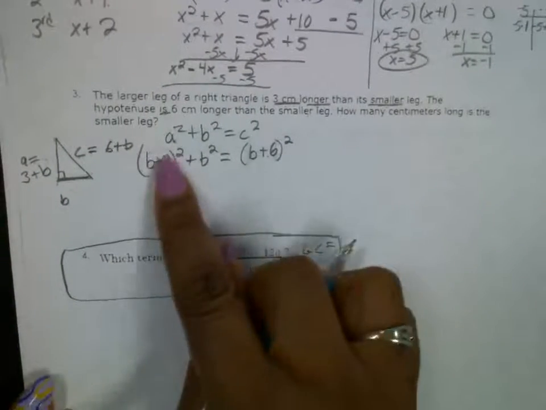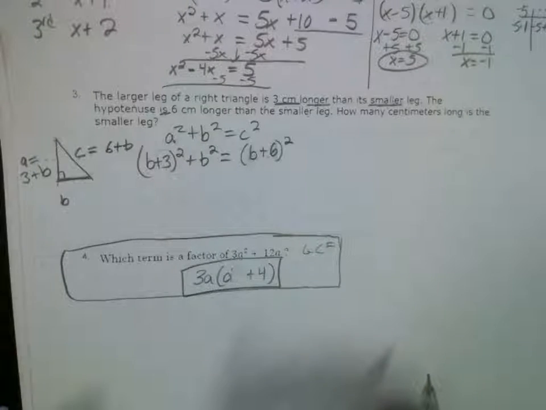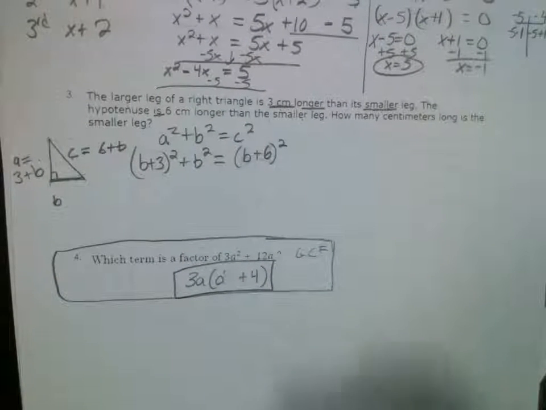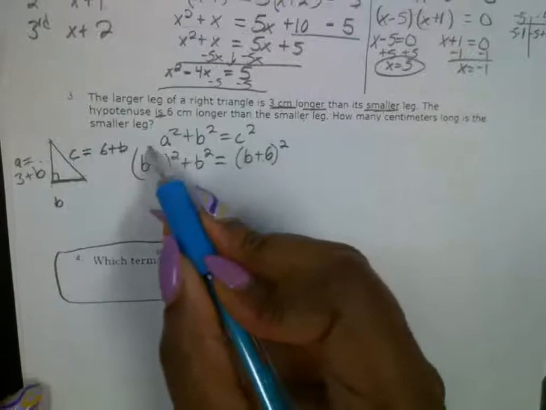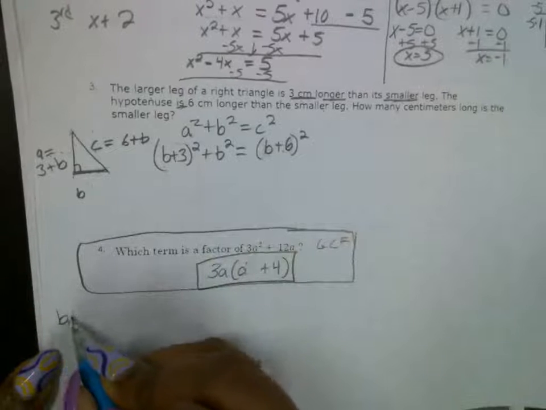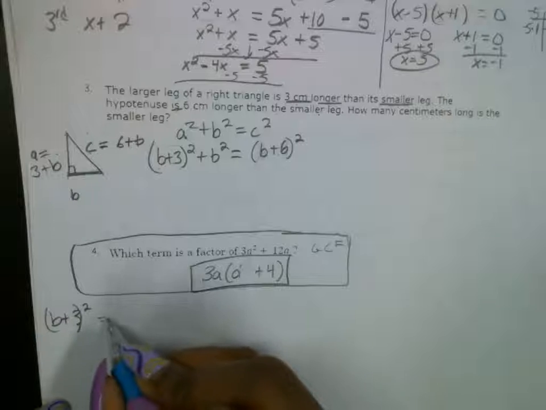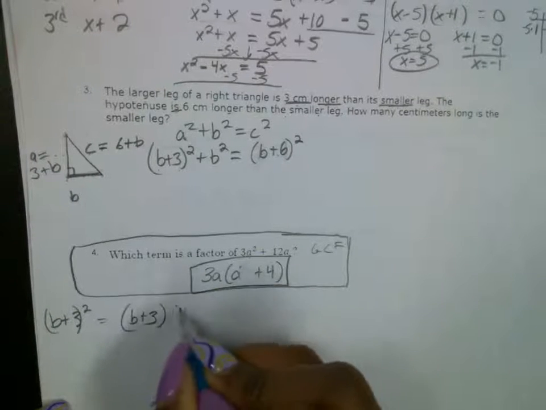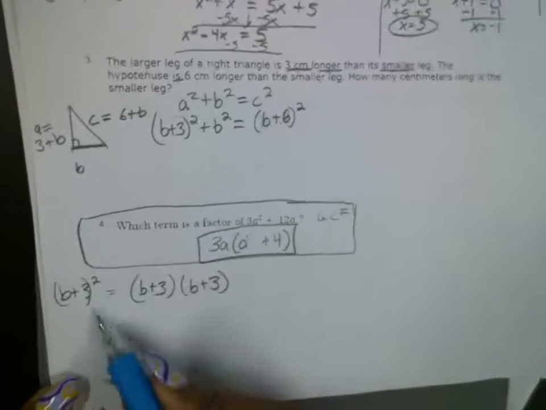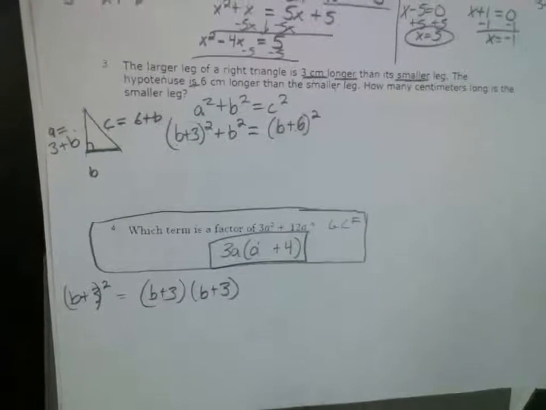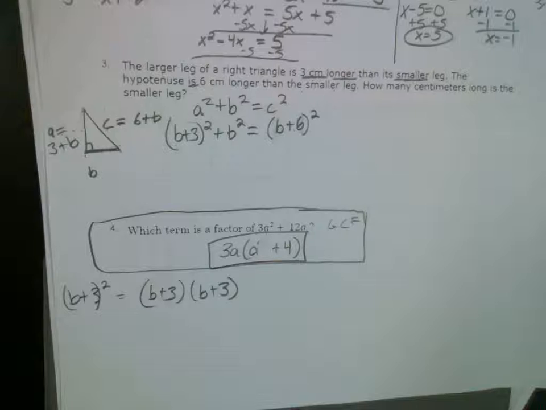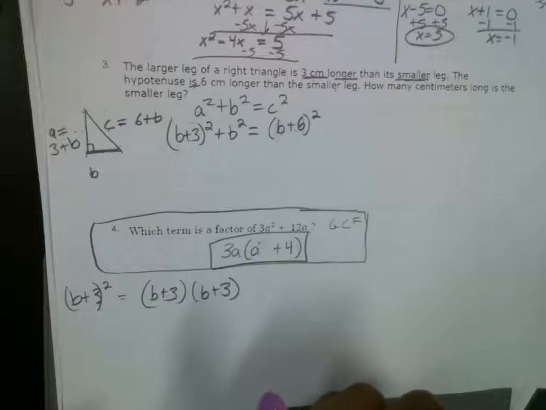Now I'm going to simplify this. I'm going to take it one step at a time, because I need you to understand what we're doing. I'm going to do this part first, out to the side. B plus 3 squared is the same as saying b plus 3 times b plus 3. Anybody lost with why this is the same as this? Now I have to multiply. What can I use to multiply those two binomials together? Distributive property. What's the other way?